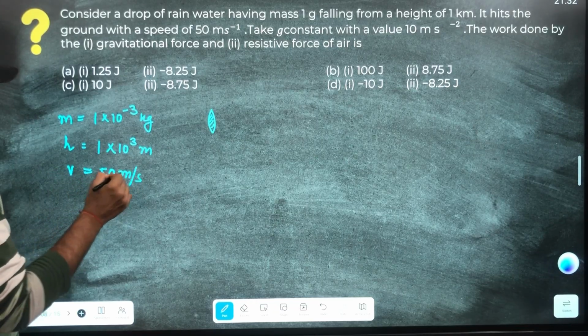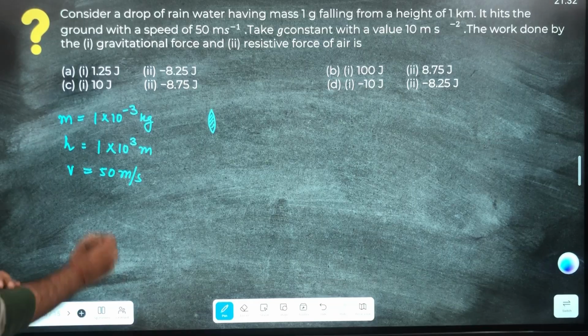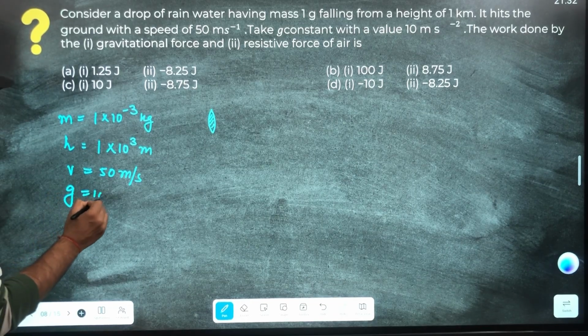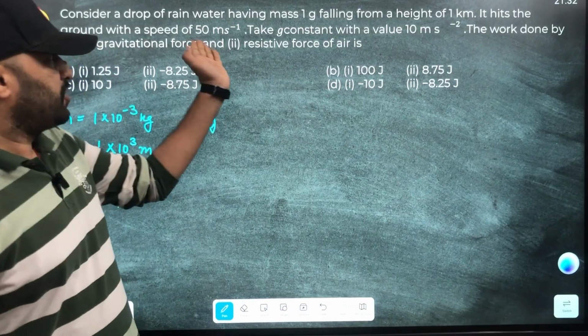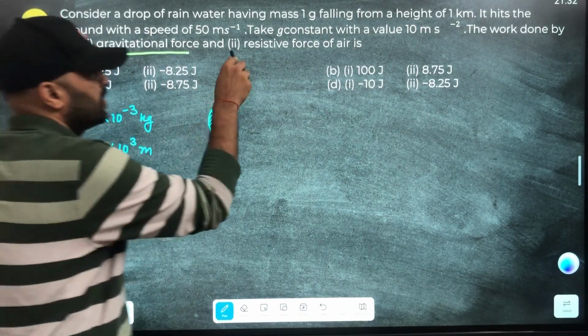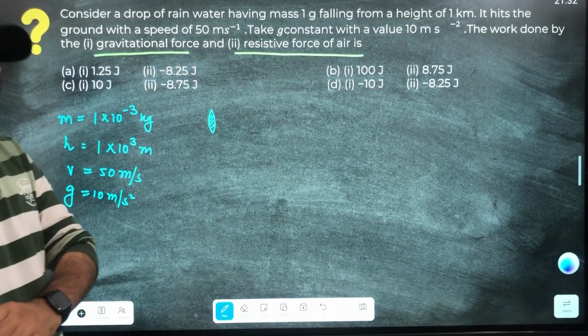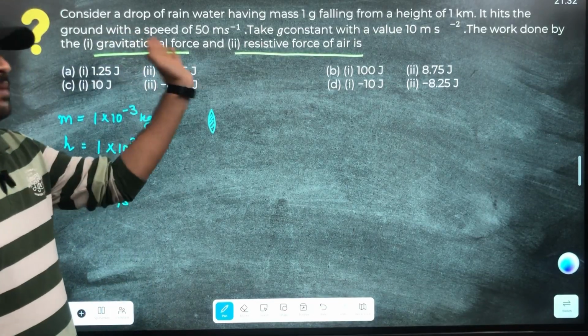I hope this is clear. Okay, fine. Take g as constant. The value of g is 10 meters per second square, the acceleration due to gravity. We have to find the work done by the gravitational force and the resistive force of the air, right? We have to find both of them. First, let's find the work done by the gravitational force.